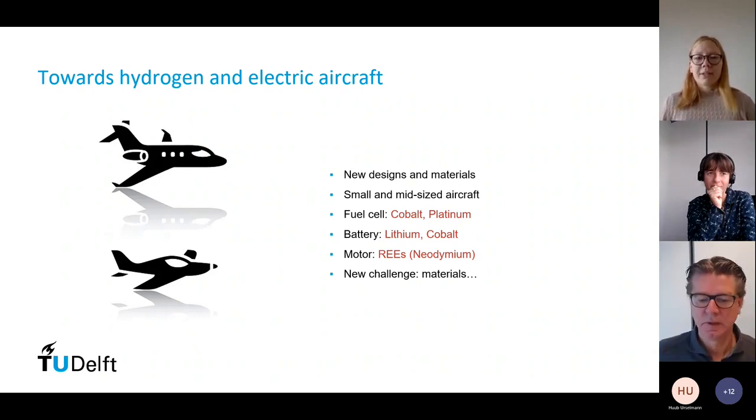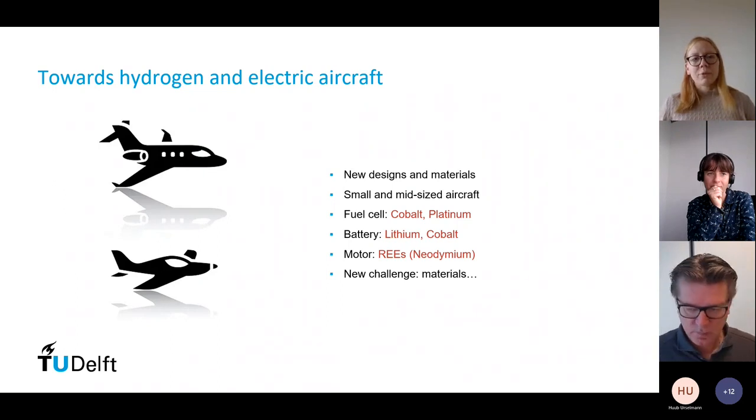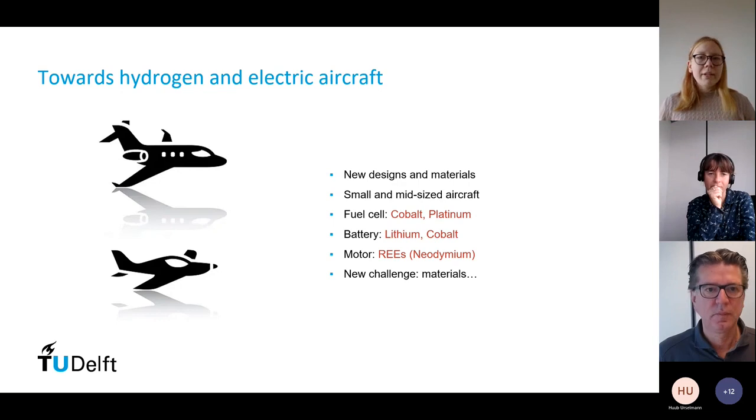And why am I actually bringing this up as something that I compared to the automotive sector before? Well, that is because the automotive sector is actually using these same components, fuel cells, batteries, and motors. And now the aviation sector, if we're shifting towards hydrogen and electric aircraft, we will also be needing the same materials and the same components. Are we then here competing, or are we working together towards a more sustainable future?